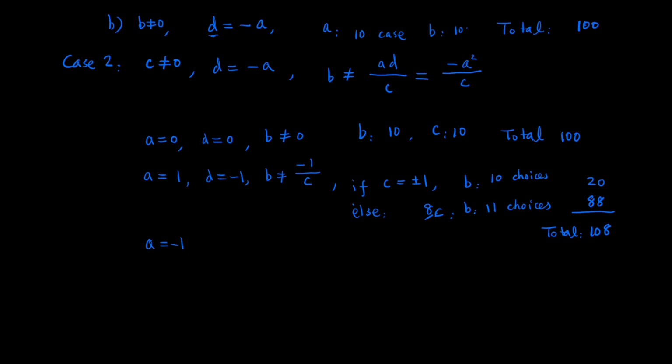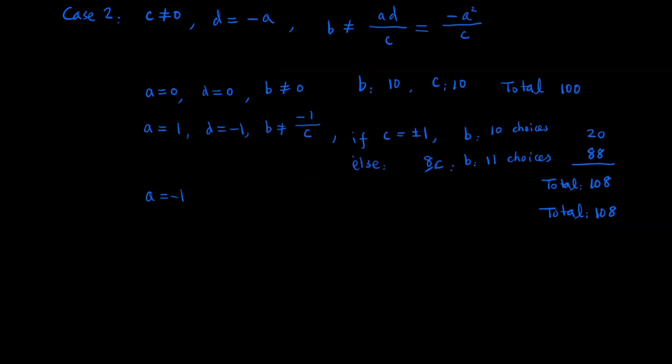Similar logic. That's going to be another 108. Okay, so how about A equal 2? Here D is given. B cannot equal negative 4 over C. When C equals negative 1, negative 2, or negative 4, then B cannot take the corresponding value, limiting the B. How many B's? B had 10 choices for these 6 cases, right?